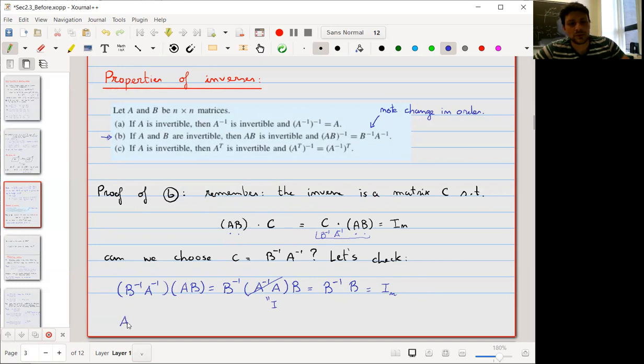We can try to compute the other order to check that C is an inverse on both sides, but the computation is the same. We have B inverse times A, but B inverse is the identity, so I lost an inverse. This is A inverse, which is again the identity.